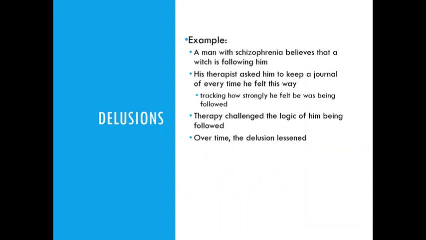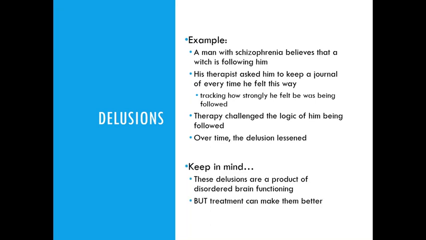Another example, a man with schizophrenia believes a witch is following him. His therapist asked him to keep a journal every time he felt that way, so he'd journal about it and track how strongly he felt the witch was following him. In therapy, the therapist would actually challenge the logic behind that, and over time, the delusion would lessen. So you can see the same type of operant conditioning taking place here.